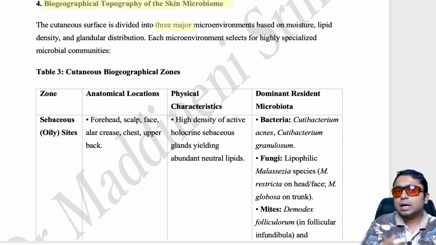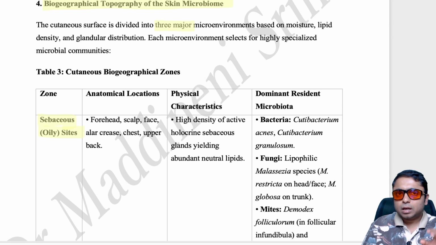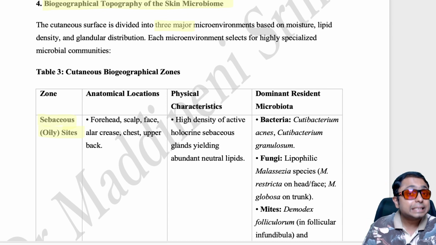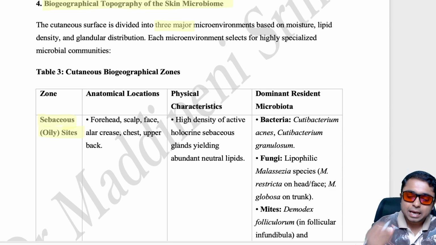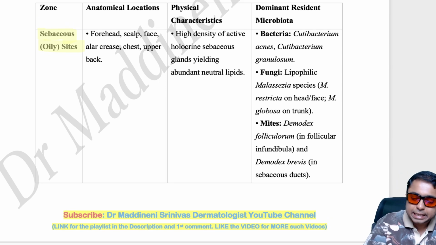The sites which are rich in the oil, they are going to be the sebaceous sites. So what are the organisms present in these sites, and what are the organisms present in the dry sites, and organisms in the moist sites? So these are the three microenvironments which you have to remember. So let us begin the discussion with the sebaceous or the oily sites.